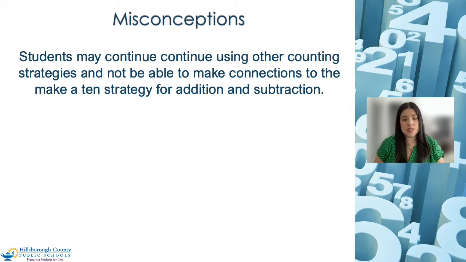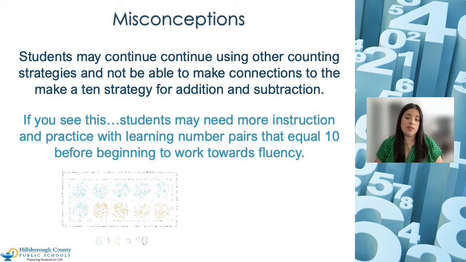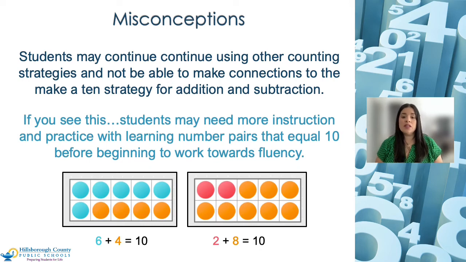Another misconception students might have is that they may continue using other counting strategies and not make the connections to the make a 10 for addition and subtraction. If you see this, give students more instruction and practice with learning number pairs that equal 10 before beginning to work towards fluency. If students don't see the pairs that make 10, making a 10 is going to be a very difficult strategy for them to efficiently use. Have them use counters of different colors and write the equations to see that there are number pairs that will always make 10.